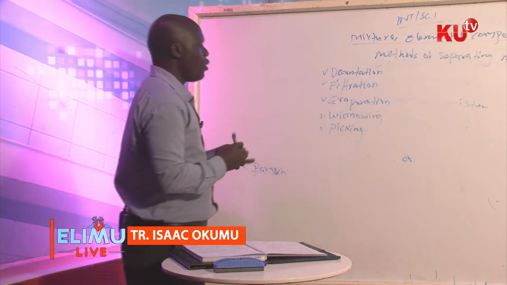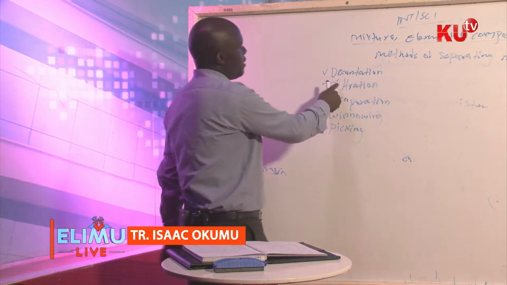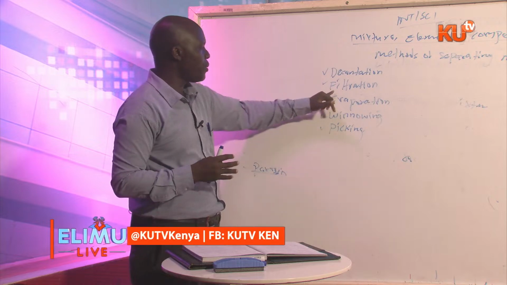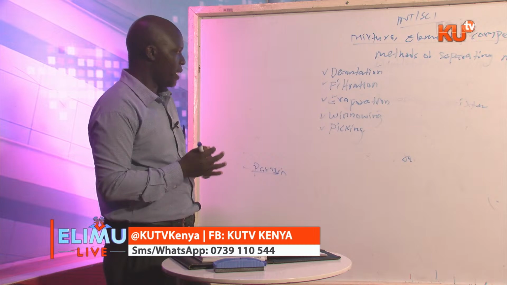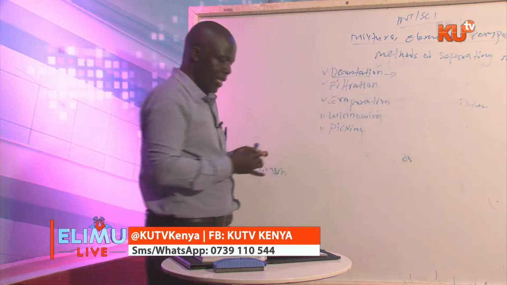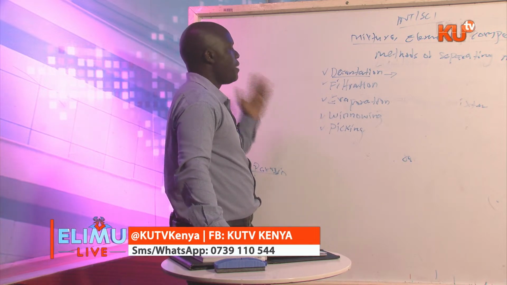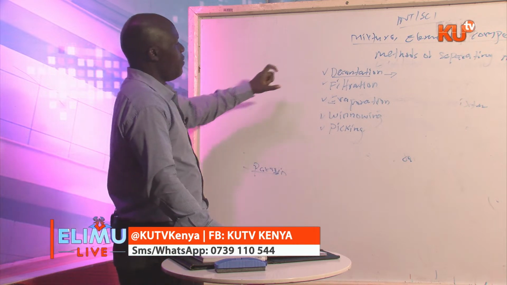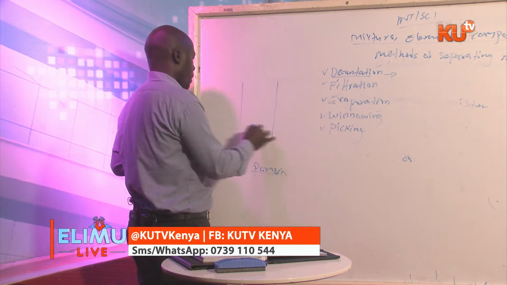But now, what do we need to know? What we need to know here is which mixtures can be separated using decantation, and which mixtures can be separated using filtration, evaporation, winnowing, and picking. When you start with decantation, this one is only applicable where we are separating a solid from a liquid. For instance, when we have a mixture of soil and water, then we can do decantation because one substance will settle.